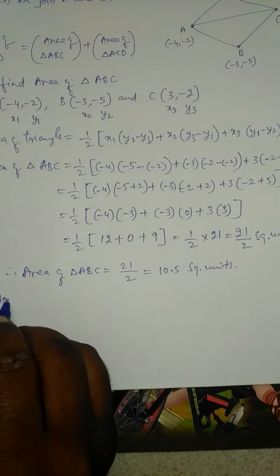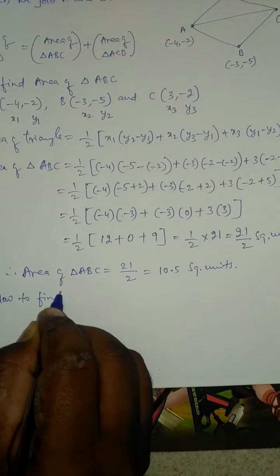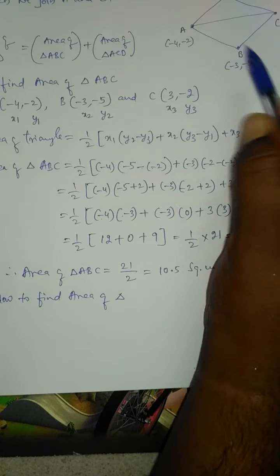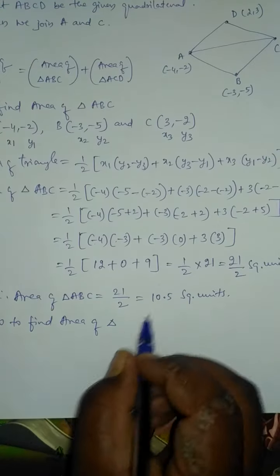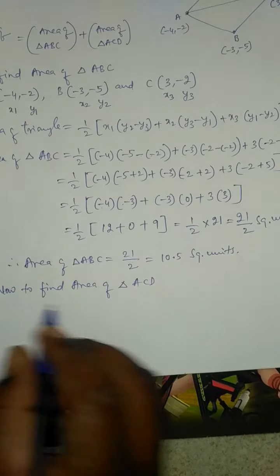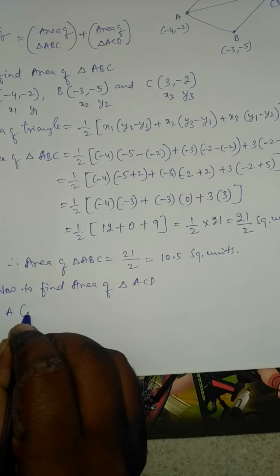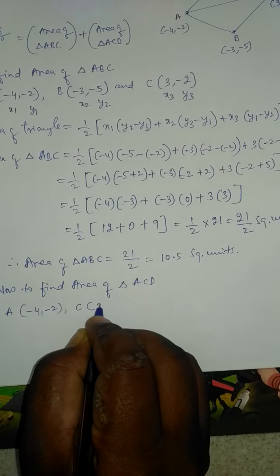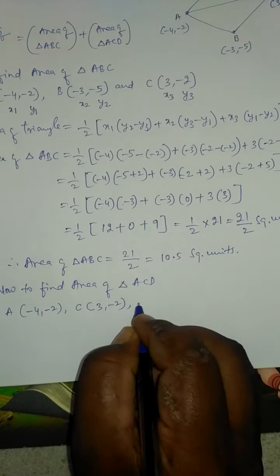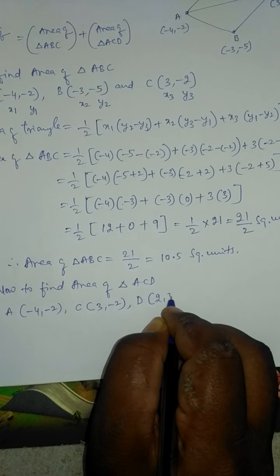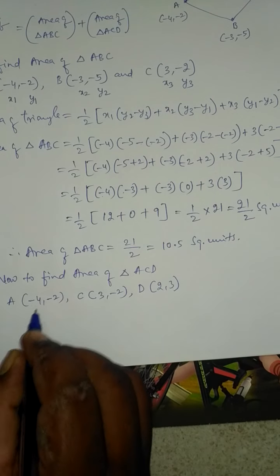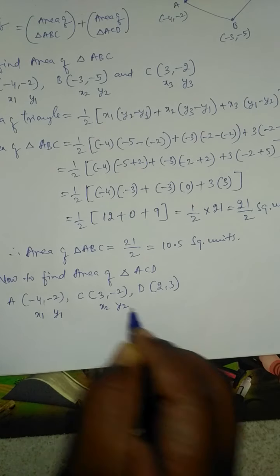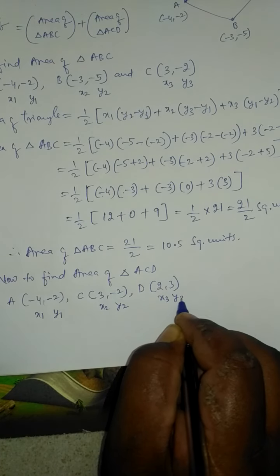Now to find the area of triangle ACD, here we have to write coordinates. Coordinates of A are minus 4 comma minus 2, coordinates of C are 3 comma minus 2, and coordinates of D are 2 comma 3. So now this one you have to consider as x1 y1, this one you have to consider as x2 y2, this one you have to consider as x3 y3.